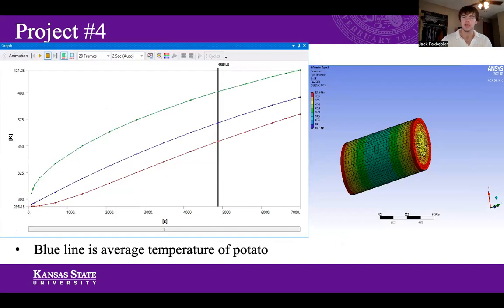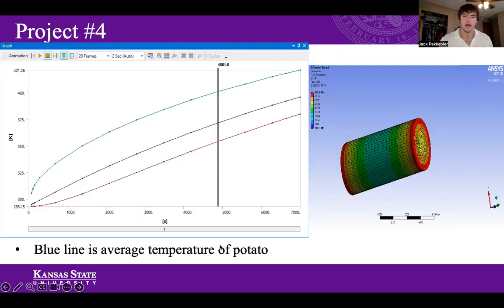This is some of the actual pictures that I got from this. The blue line is what I'm taking my information off of. So this blue line is the average temperature of my potato. You can see at about 4,800 seconds, it was at, I think, 372 Kelvin, which equaled my 99 degrees Celsius. Also, this is a picture of my actual potato as the cylinder, and you can see how hot parts of it got over the course of 7,000 seconds. So the center was still not completely as hot. Meanwhile, this was at like 420 degrees Kelvin or something like that.